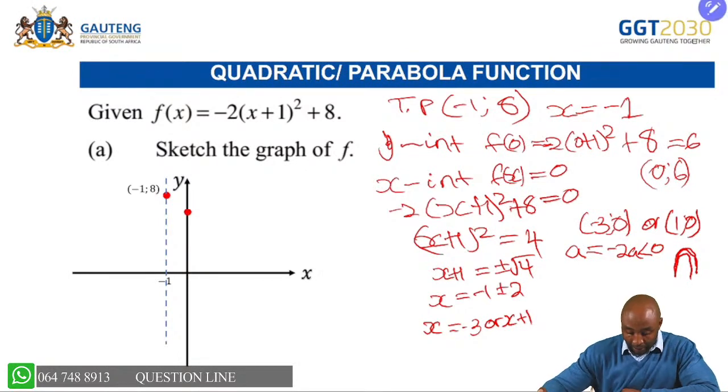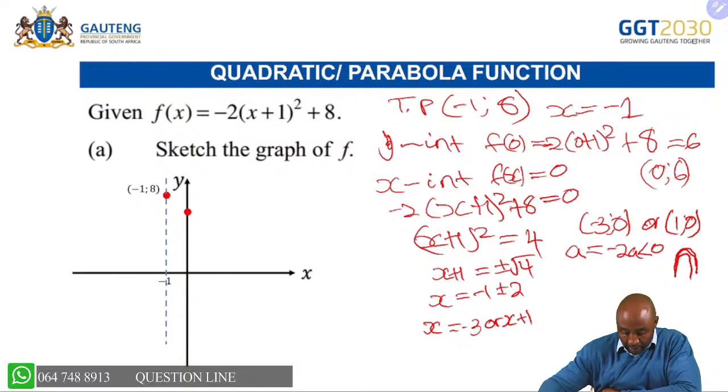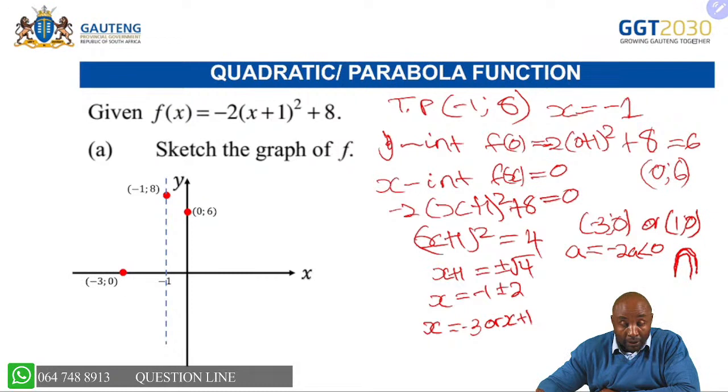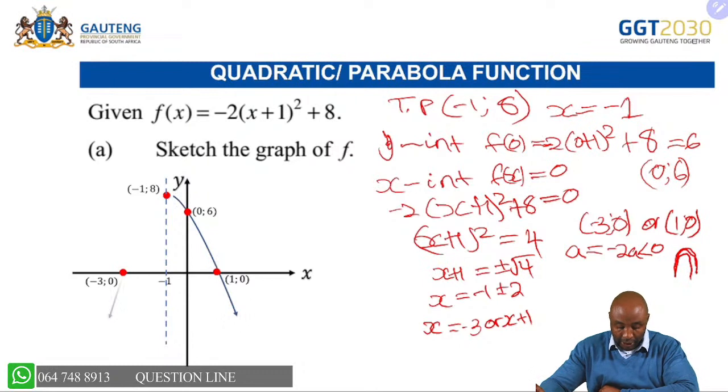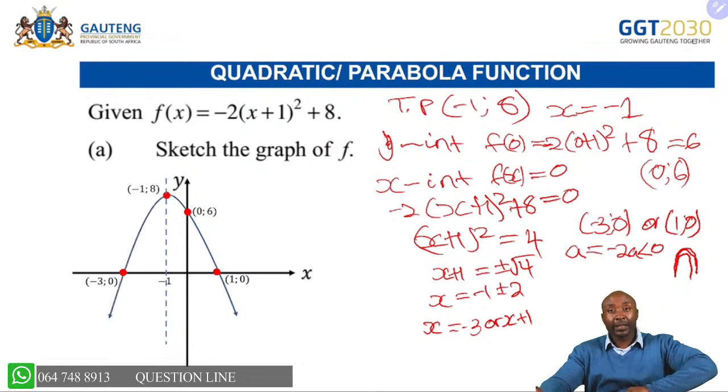We also have our x-intercept. We got it as 0 and 6. We also have our x-intercept as -3 and 0. We also have the other x-intercept as 1 and 0. And then from there, we join our points and we come up with our sketch like that.